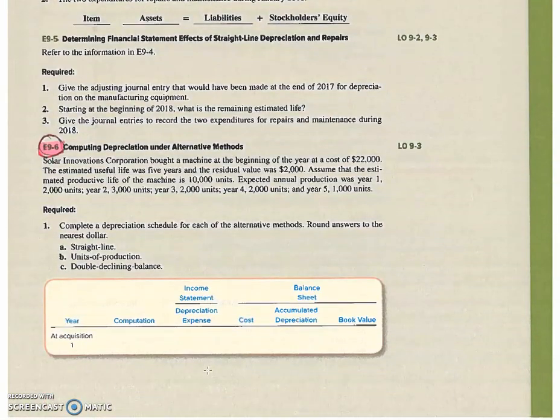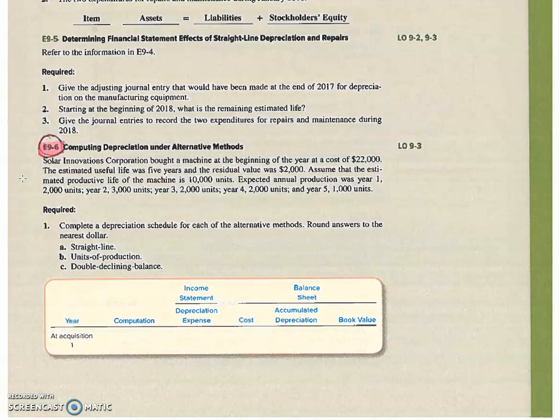All right, here we have it. Solar Innovations Corporation bought a machine at the beginning of the year at a cost of $22,000. The estimated useful life was 5 years and the residual value $2,000. Assume that the estimated productive life of the machine is 10,000 units.